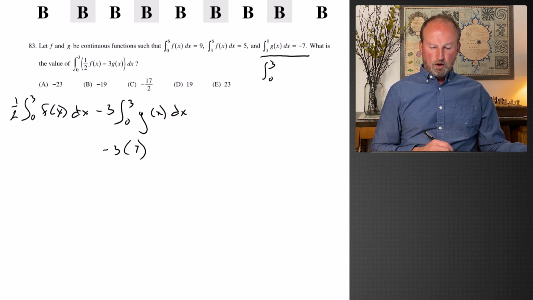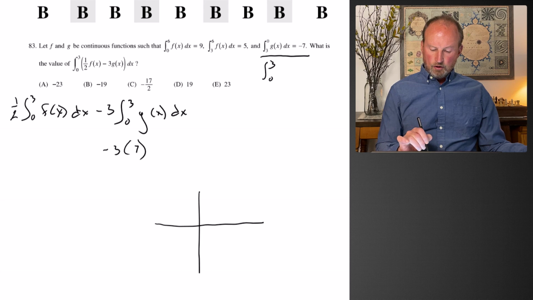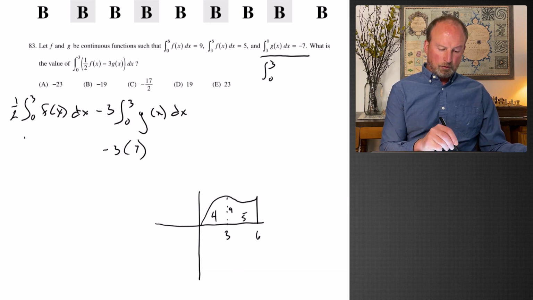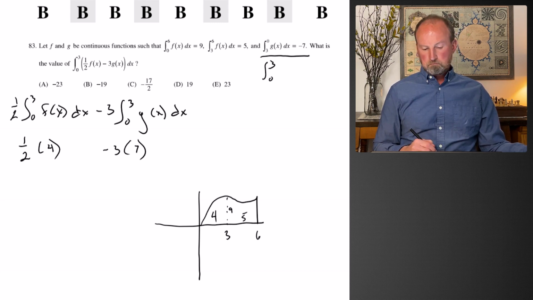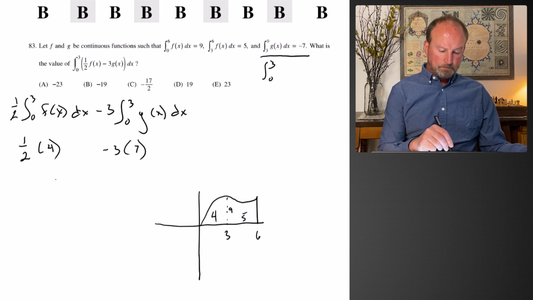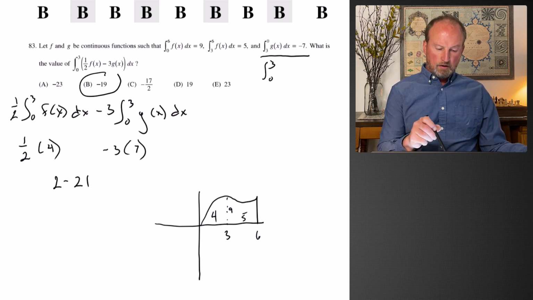This other one requires a little bit of work. Integral from 0 to 3. Let's just look at a graph. What I'm given is the integral from 0 to 6 of some curve f of x. From 0 to 6, this area is 9. But if I go from just 3 to 6, this area is 5. That means this area must be 4. So this becomes 1/2 of 4, which is 2. 3 times 7 is 21. And 83 is letter B.